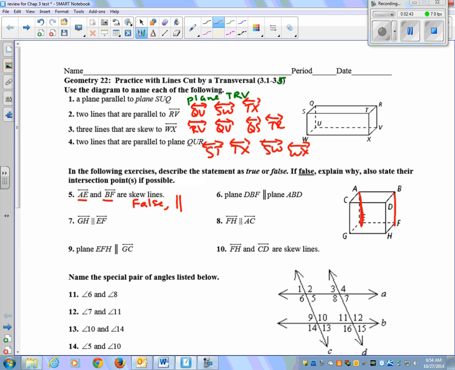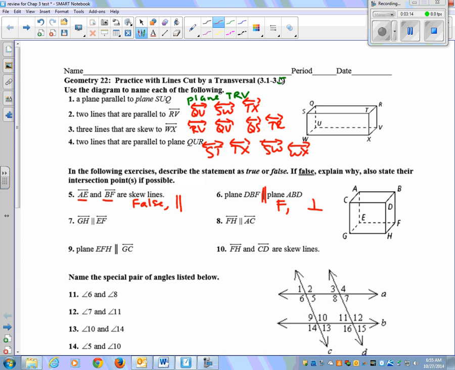Number 6, plane DBF and plane ABD are parallel. Remember, these 2 lines here mean parallel, so plane DBF, that's the right-hand side, and plane ABD, that's the top. Are they parallel? Nope. Sorry, false. Because they're actually perpendicular to each other, like the floor and the ceiling, right?